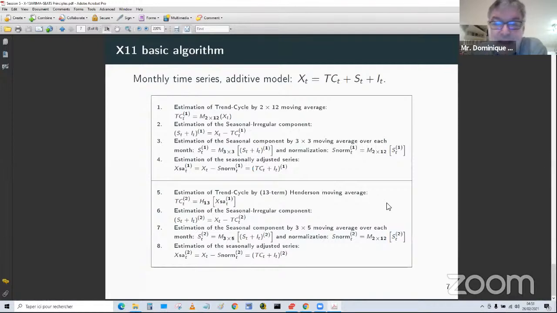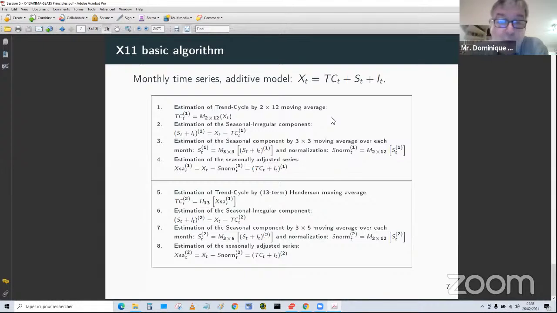So I'm used to say that X11 is like a washing machine. I will explain things, okay? So the first thing, you have this kind of algorithm in two parts. And you will see that the two parts are exactly the same, except for the choice of the moving averages. So the first thing, you must have in mind what we did with the Excel file yesterday.